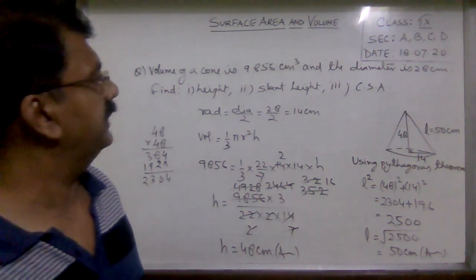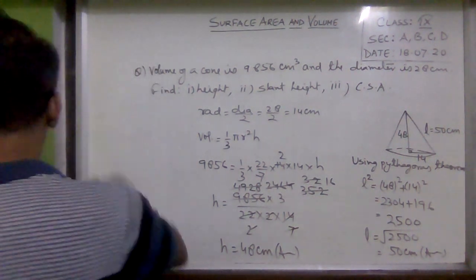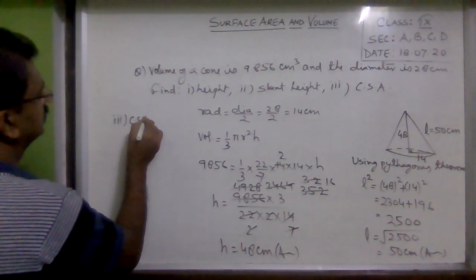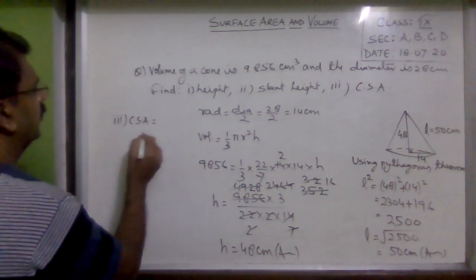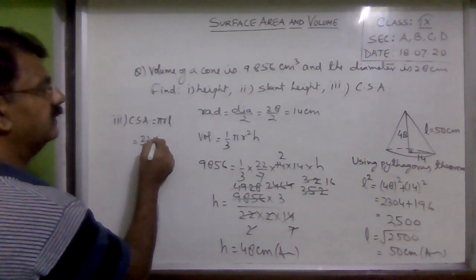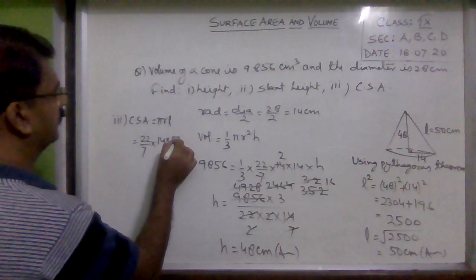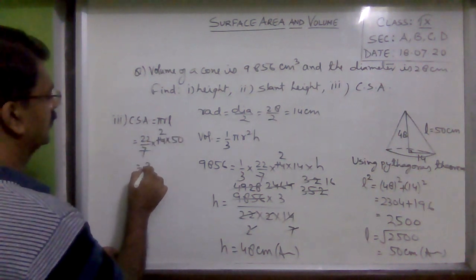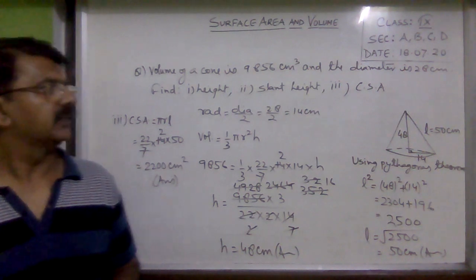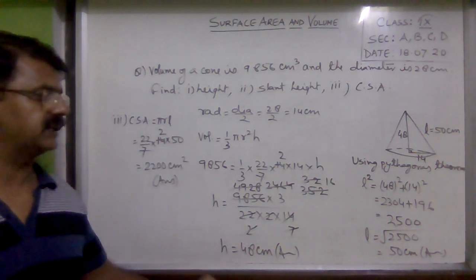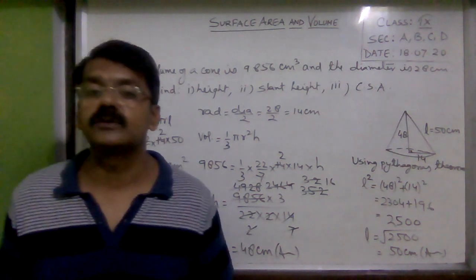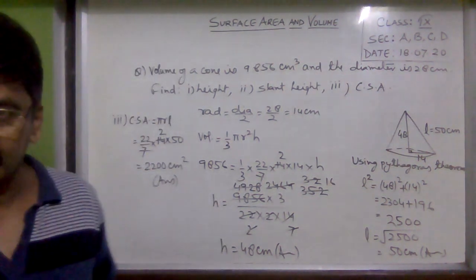And now the last part, that is the curved surface area. You know, the curved surface area of a cone is pi rl, that is 22 by 7, and the radius is 14, and l we have just calculated 50, so it is 2200 centimeter square, and this is the answer to your third part. The height is 48 centimeter, the slant height is 50 centimeter, and the curved surface area is 2200 centimeter square. Clear? Now the next question.